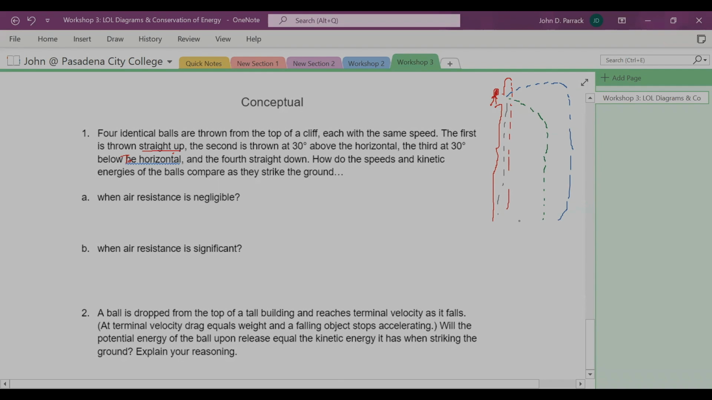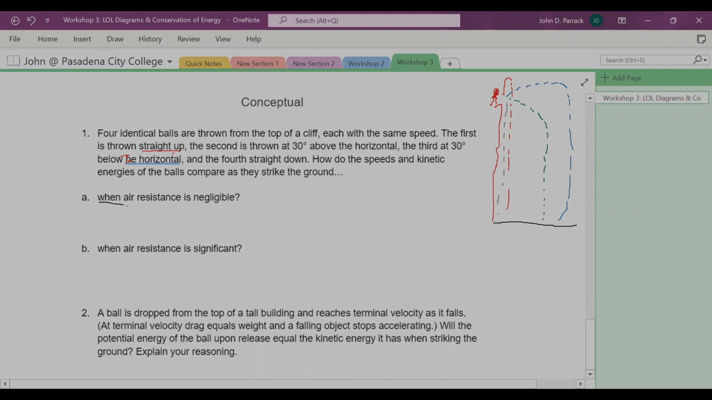And the question is, when these strike the ground, how do their speeds and kinetic energies compare? You guys think about that for a minute. How do their speeds and kinetic energies compare? Okay, let's have a look at it. We could do our LOL diagram if we want to. Let's just try and think this through from what we know.